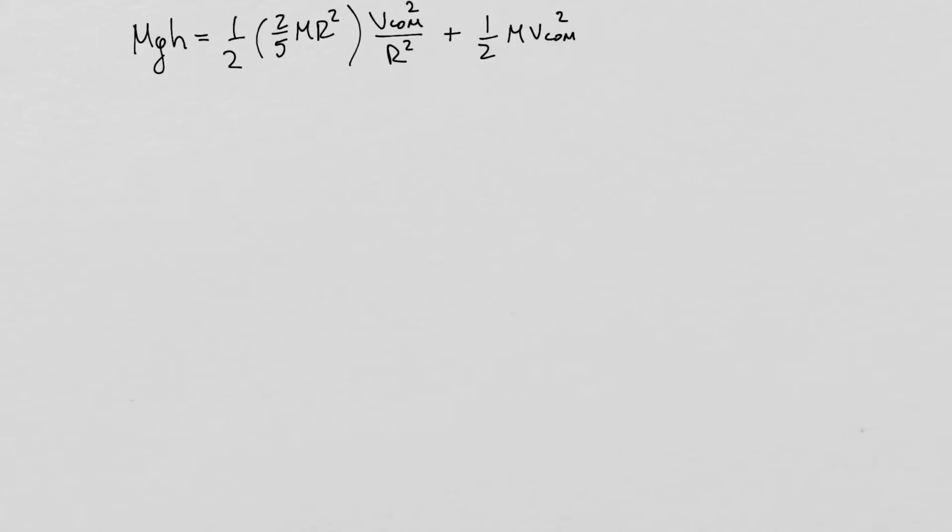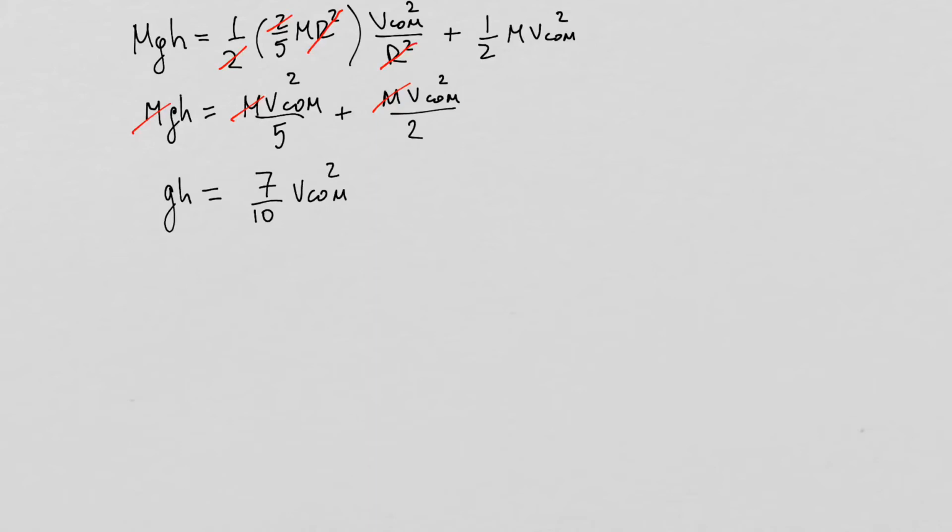Putting everything together, on the left-hand side I get mgh, that's the gravitational potential energy term. On the right-hand side I get 1/2 times 2/5 m r squared times v_cm squared divided by r squared, plus the linear kinetic energy term, 1/2 m v_cm squared. So here the radius squared is going to cancel out, and the 2's will cancel out as well. And now what we have is mgh is equal to m v_cm squared over 5 plus m v_cm squared divided by 2. I can also cancel the masses. And finally, I get that gh is equal to 7/10 v_cm squared. So from here I can now express v_cm, and that is the square root of 10/7 times gh.